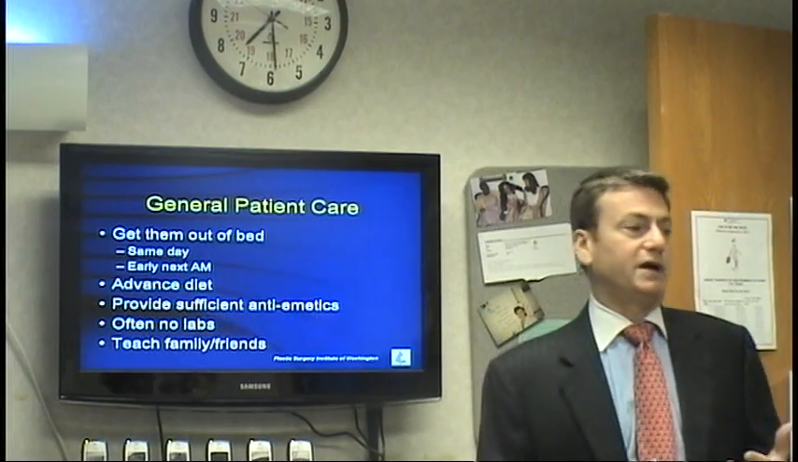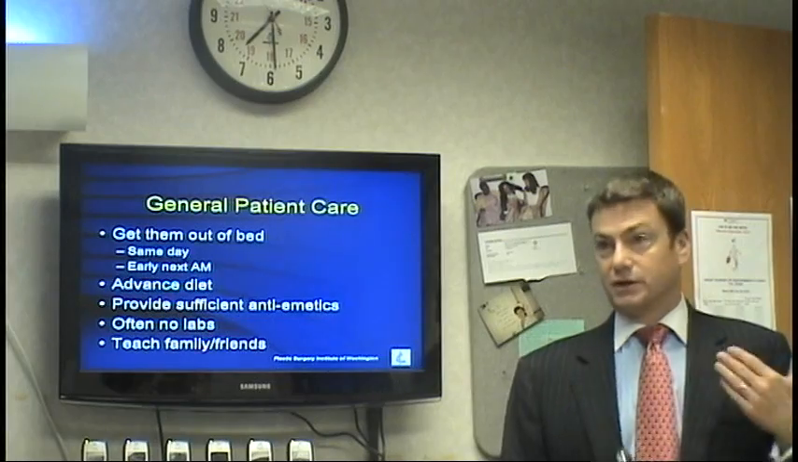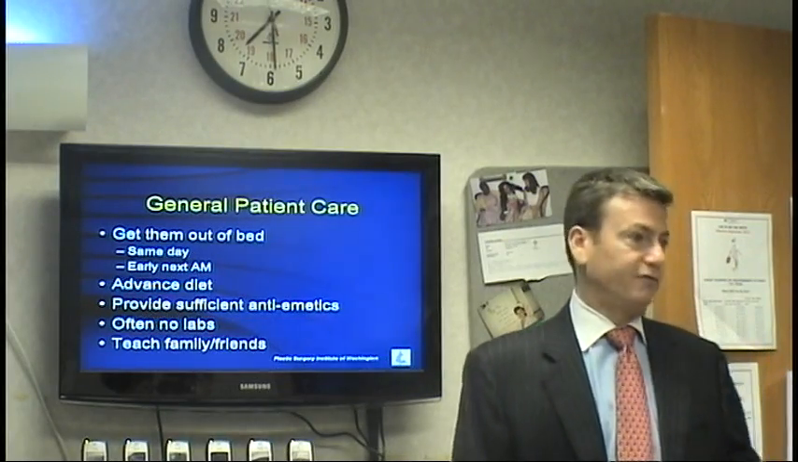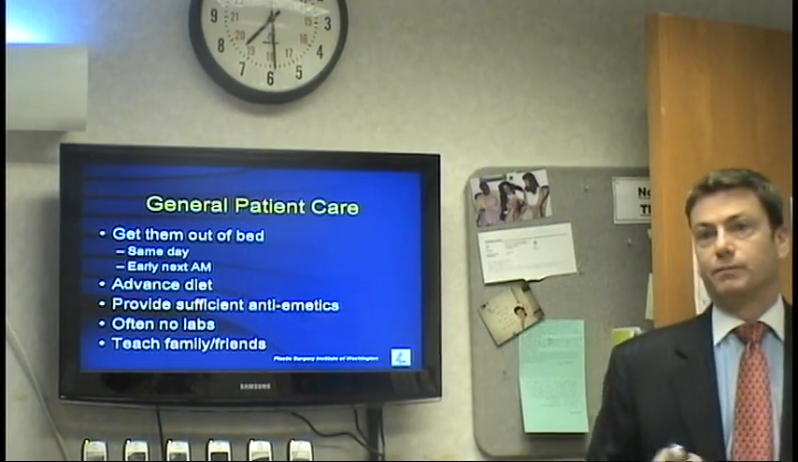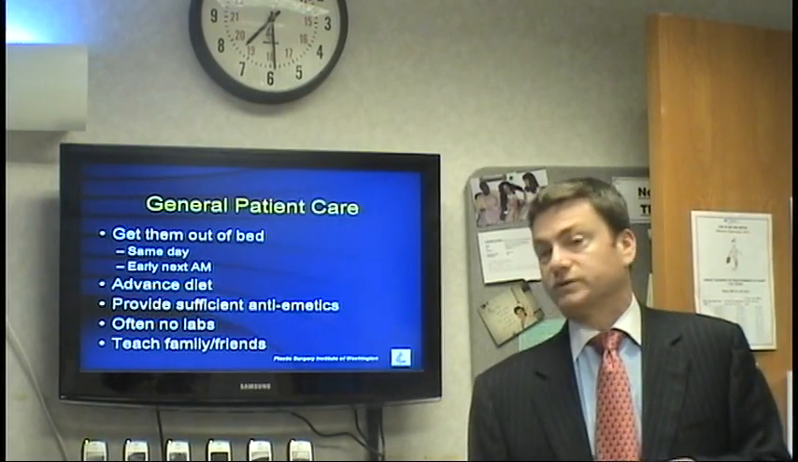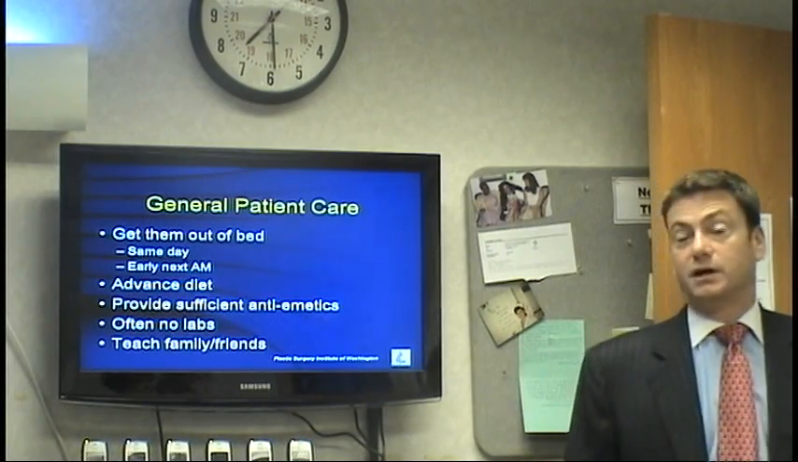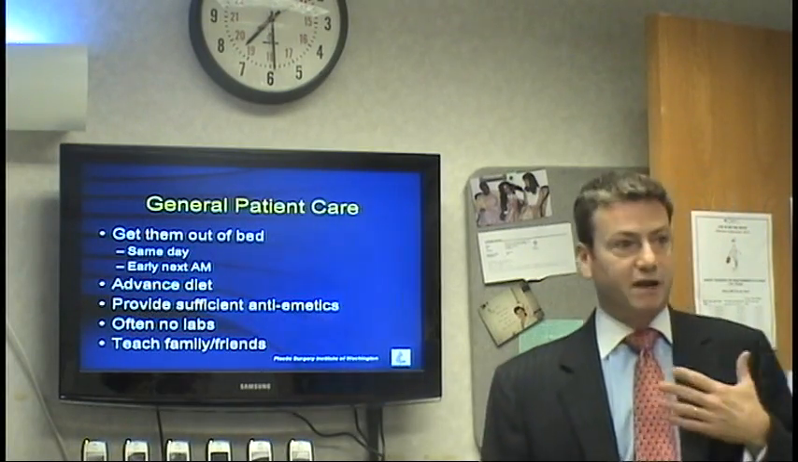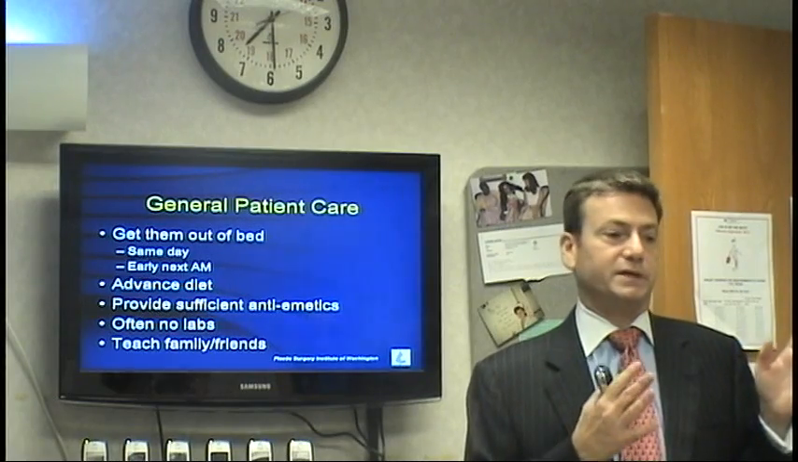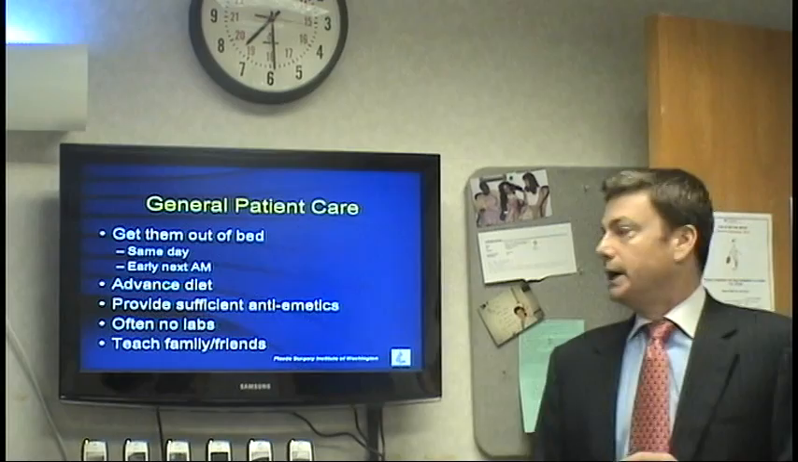You want to advance their diet as best you can, but along that, you can also provide antiemetics. Usually they can have several ones ordered. Be careful with giving them too much Phenergan. Personally, I lowered my Phenergan dose all the way down to 6.25 milligrams IV, just because we find the 12.5 makes them too sleepy, too lethargic. So careful with Phenergan. It's going to be difficult for you to mobilize them if they get too much Phenergan.